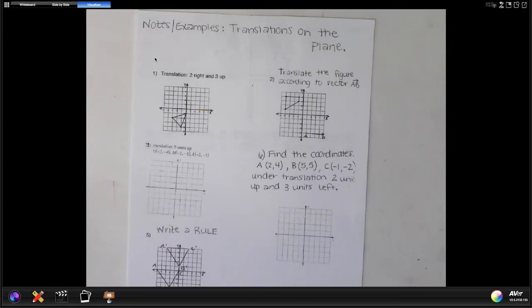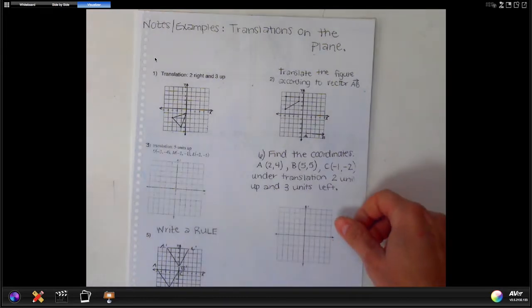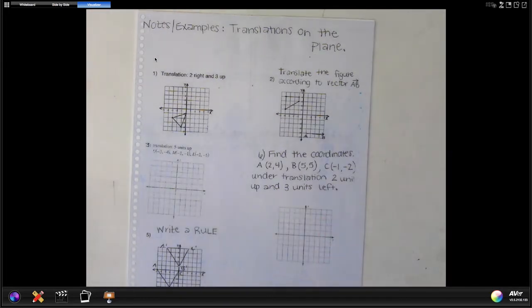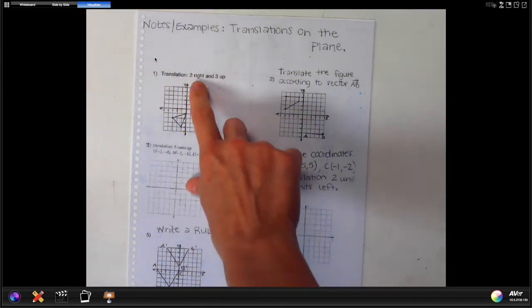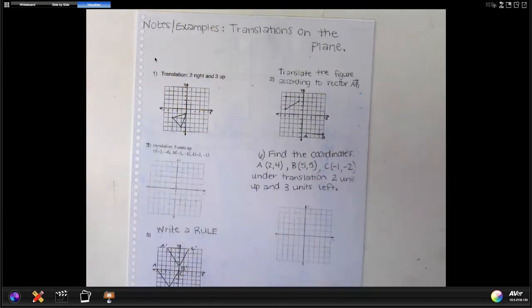This isn't on your binder, we still need to know how to do all of these types of problems. So starting with number 1, it's pretty self-explanatory right in the directions. It says translation, which means we're going to slide this triangle, and then it tells you what to do. There's not even a vector. It tells you 2 right and 3 up.